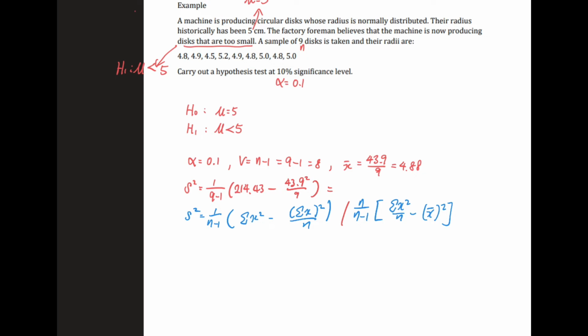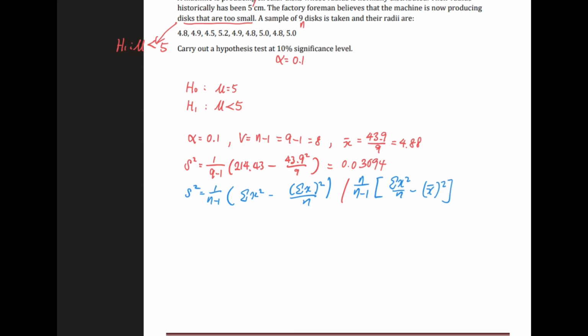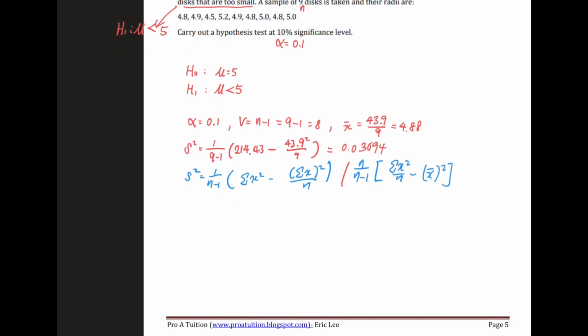Then at the end, you will get 0.03694. Okay, now after that, we have the s. We square root that value, 0.1922. We square root the 0.03694, then we get this. Okay, so now we can use the formula to count the test statistic.